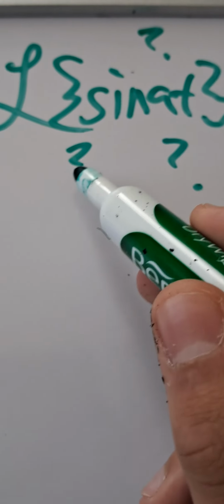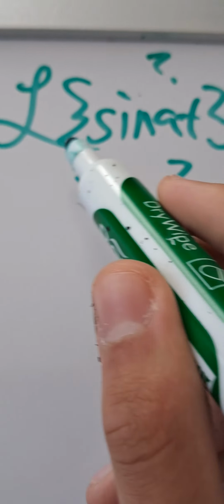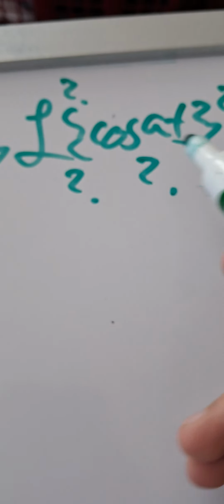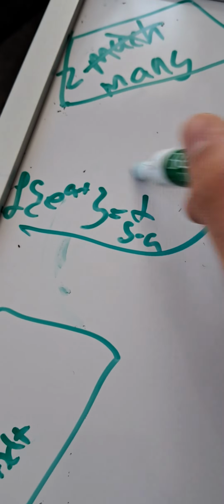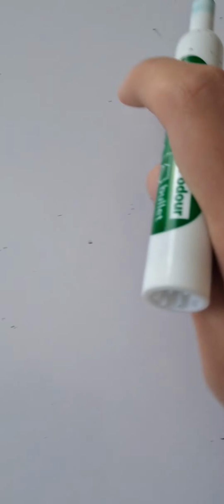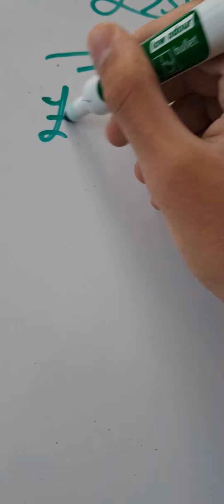So an instance of another application of this formula is for deriving the Laplace transform of sine at and cosine at. But how can we actually derive it with e to the at? Well, by directly substituting in the form.